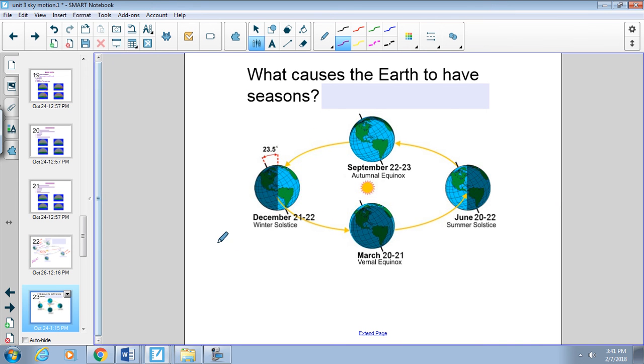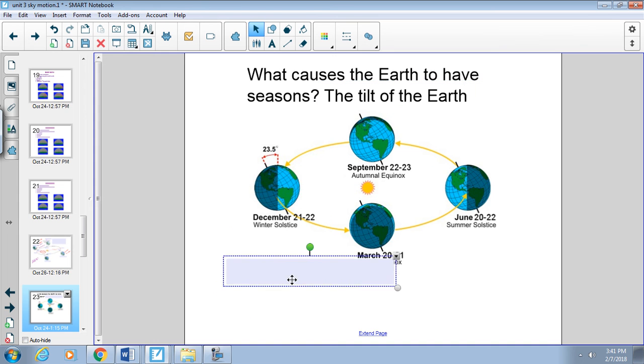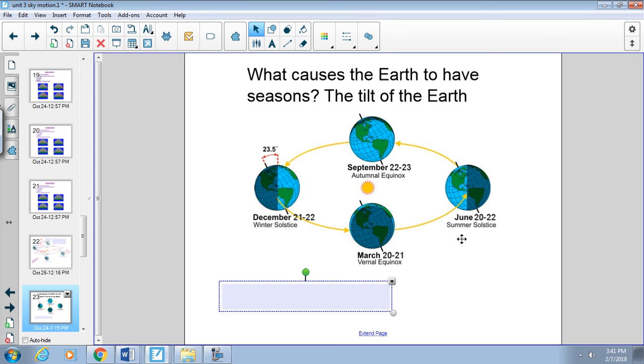Alright. So what causes the Earth to have seasons? That's going to be the tilt of our Earth. And then there's different seasons as we go along.